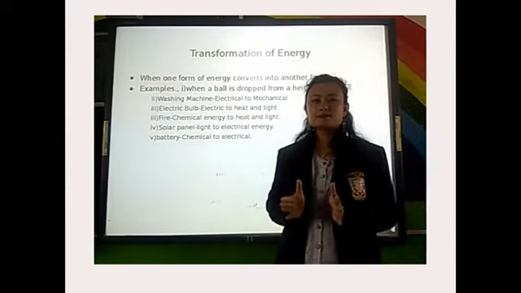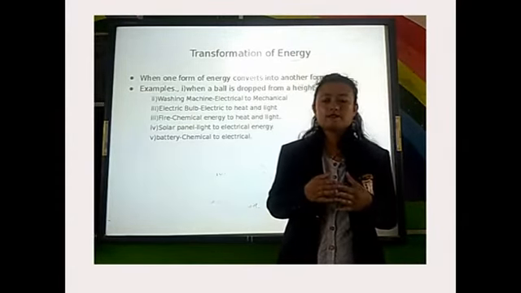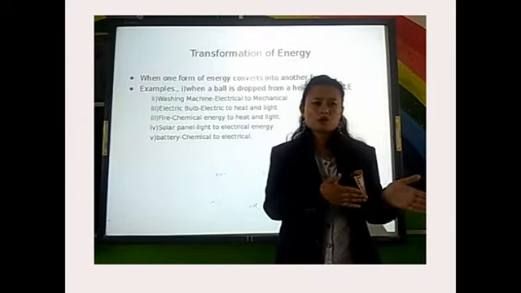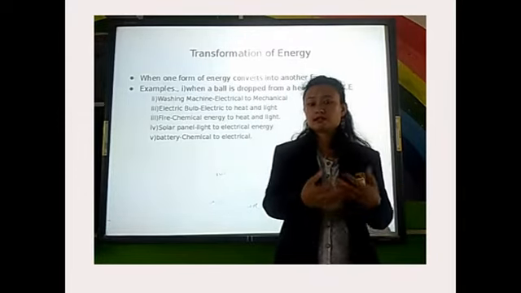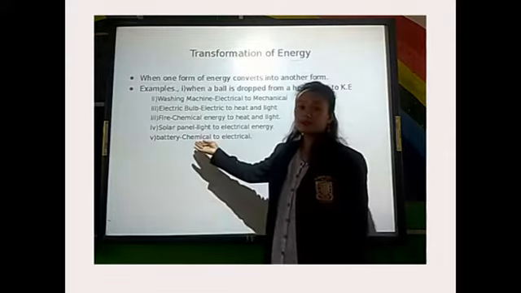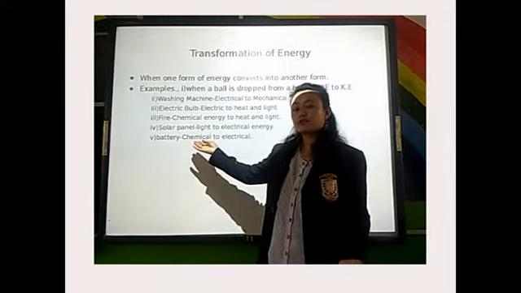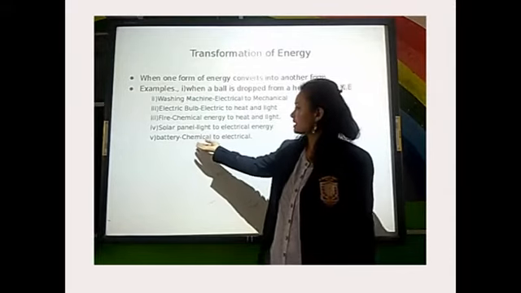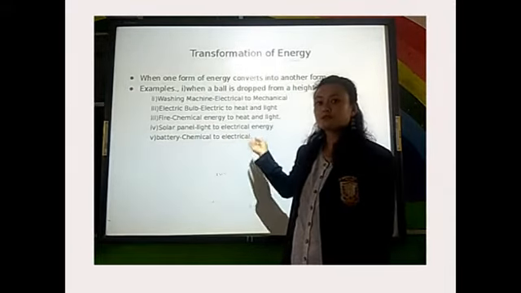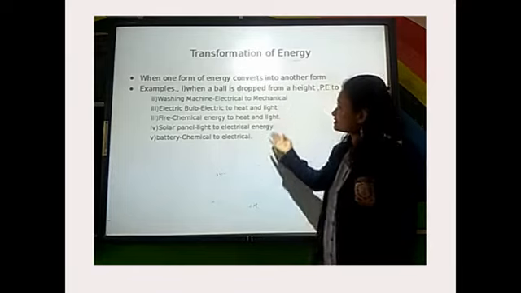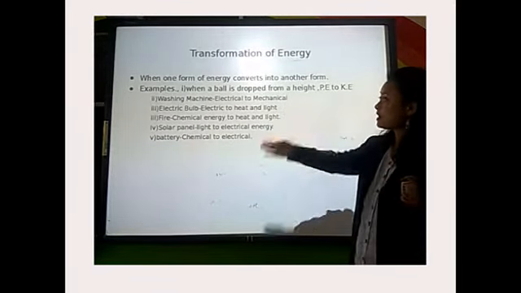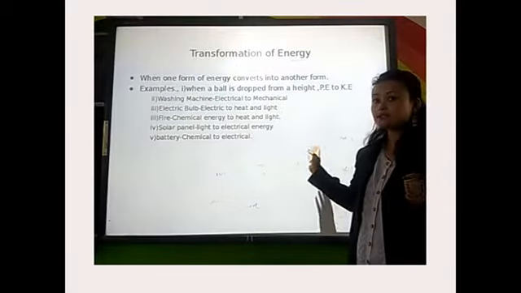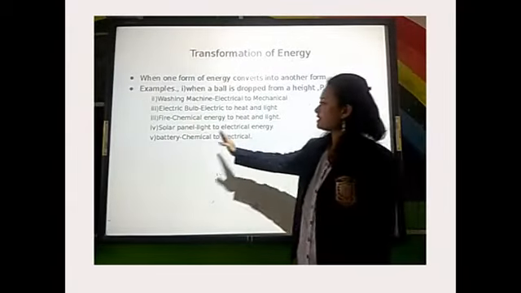Then the battery that we have, we use for watches, clocks, cell phones. The energy which is in the battery is chemical energy, because it is stored energy. So chemical energy to electrical energy. So these are the various examples where one form of energy is converted to another form. That means chemical changes to electrical in a battery.